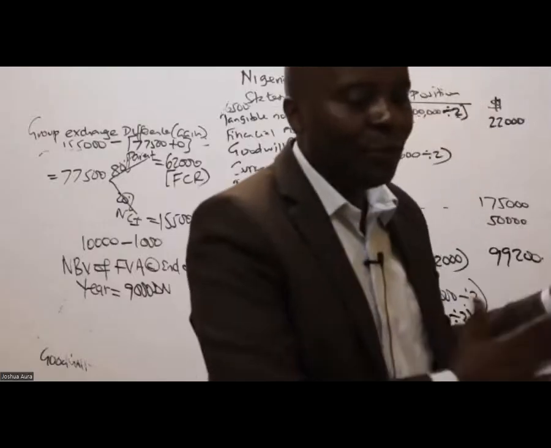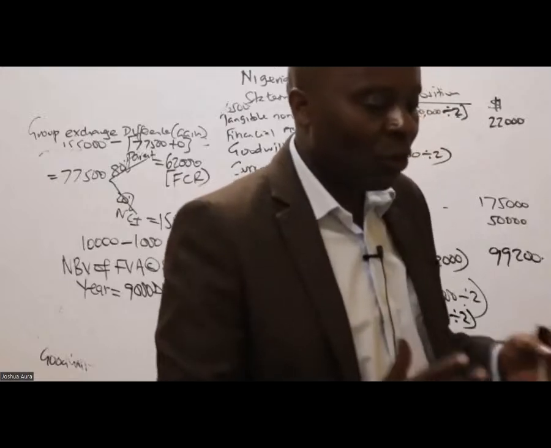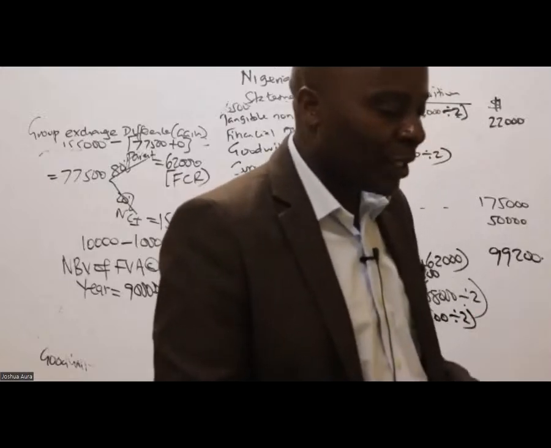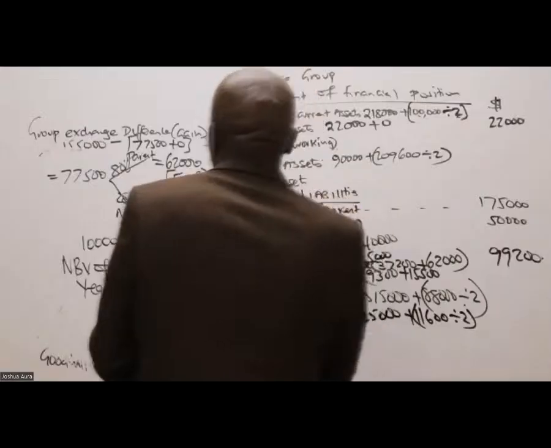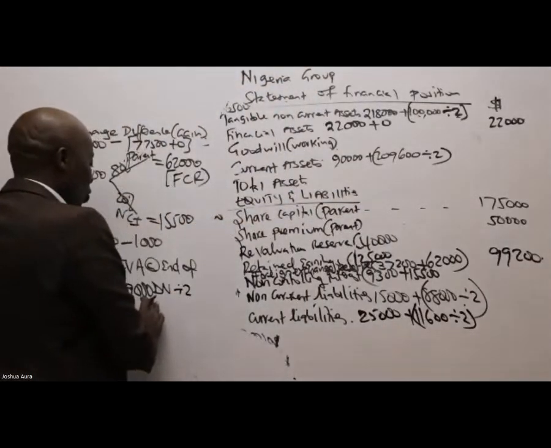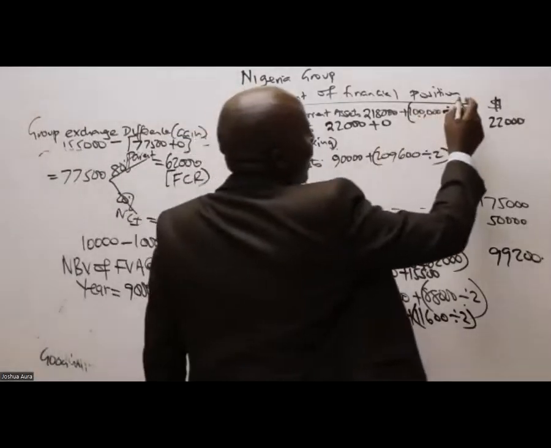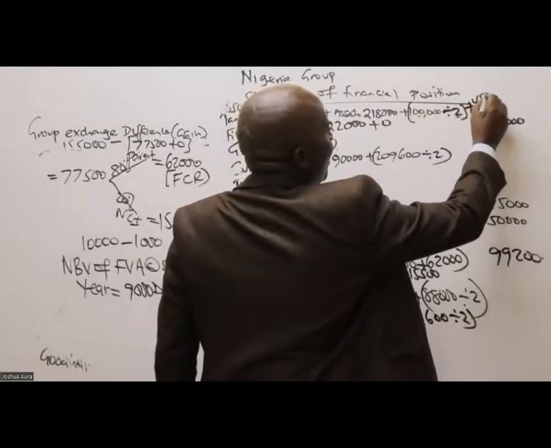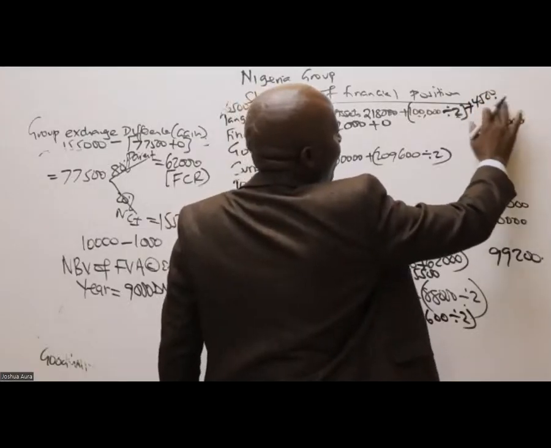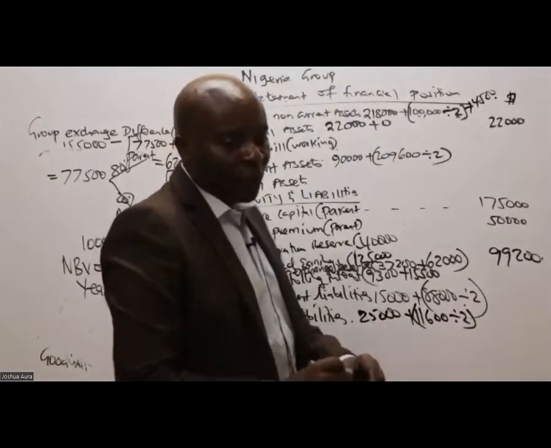Because it's net book value at the end, it should be 2. So could you kindly divide this by 2? So what are we getting here? This will be 4,500. Please include this figure here, plus 4,500, and then give me an answer.